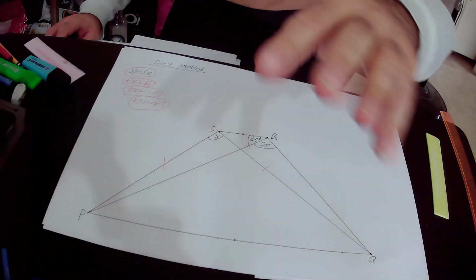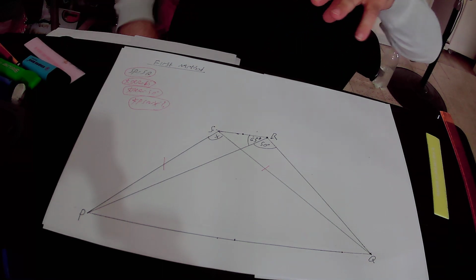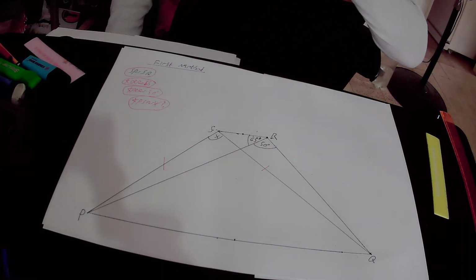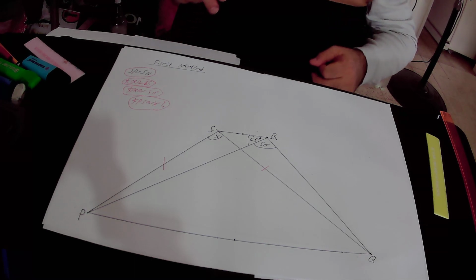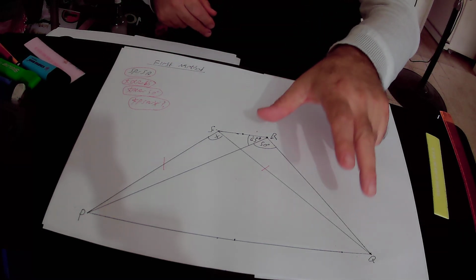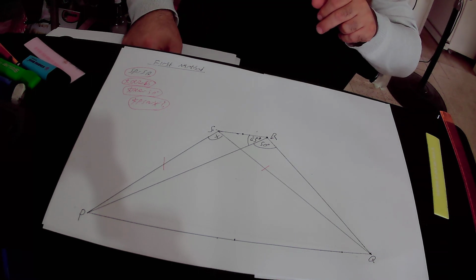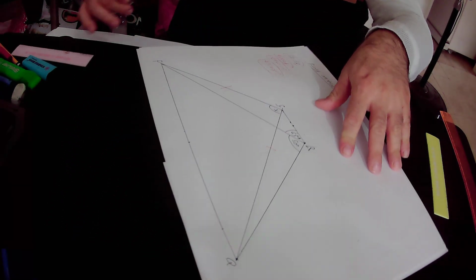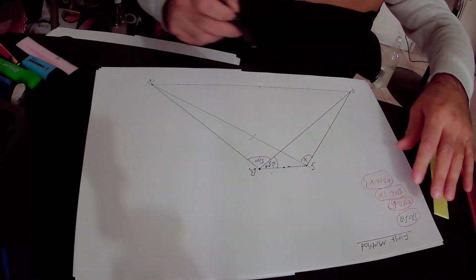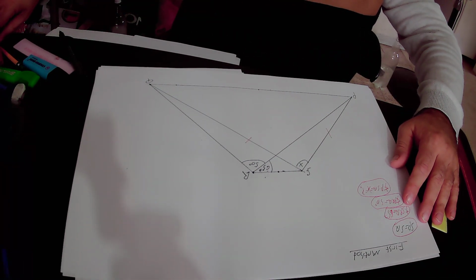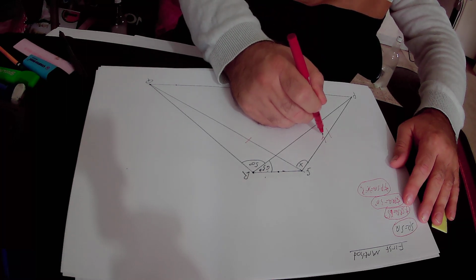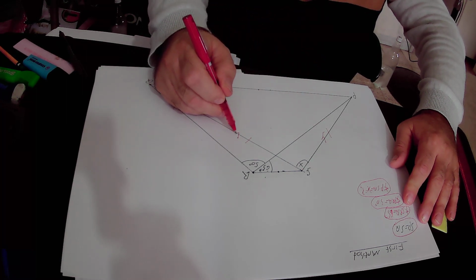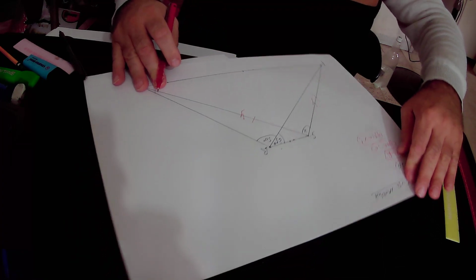Hello, in this lecture we will find the size of angle X in two different methods. In the drawing we have quadrilateral SRPQ, and we know that SP is equal to SQ, so we will define SP as Y, and then SQ will also be equal to Y because they are equal to each other.